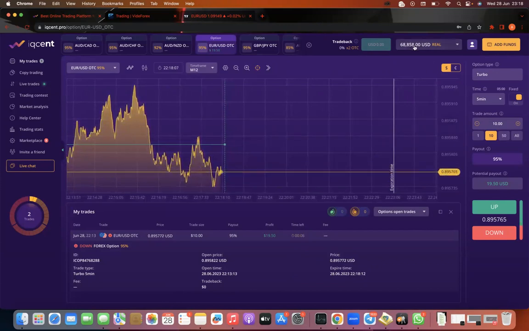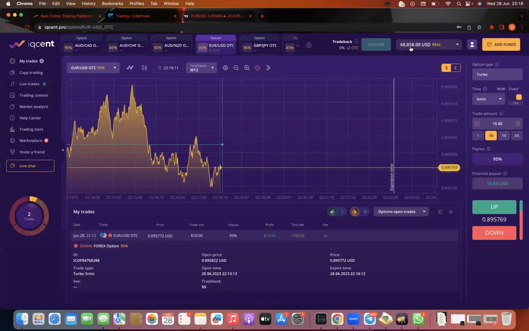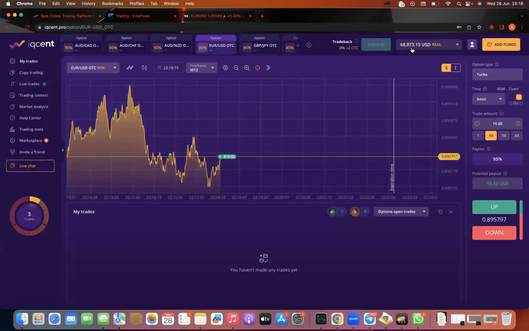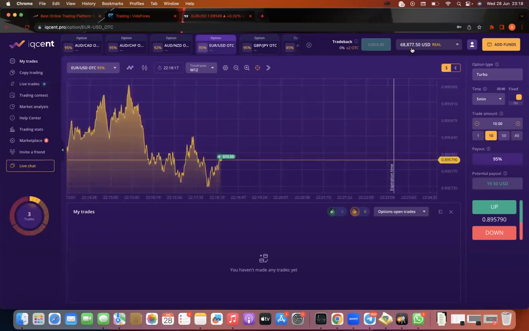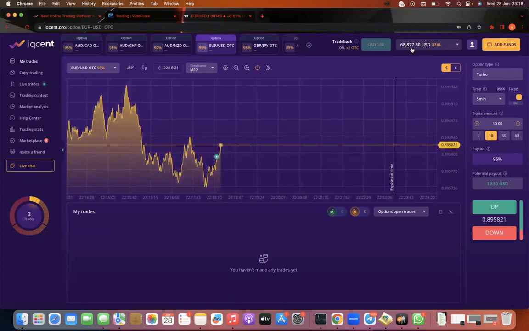Notice the account balance here. 6 seconds. Just look at the account balance. 3, 2, 1. You see my account balance increased by $19.5. That is actually how it is.